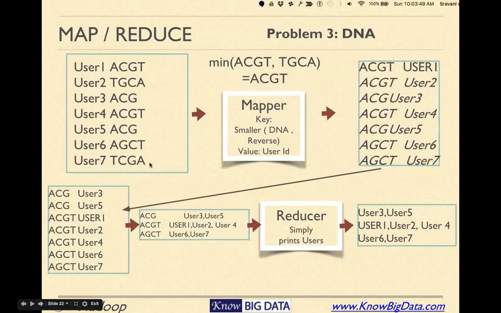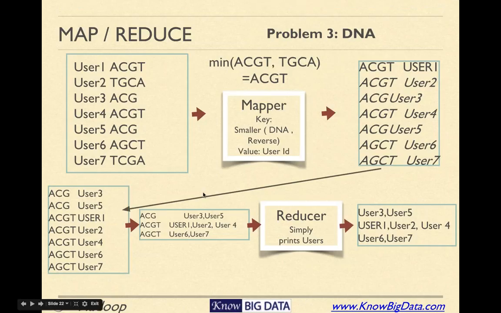But if you see user 7, even though it's an anagram of user 1, it will not be in the same family as user 1. Because what is the opposite of TCGA? It will be AGCT, right? And the smaller of TCGA and AGCT is AGCT, correct? And that'll be the key in case of user 7. All right, so that's how you can bring such kind of users together.